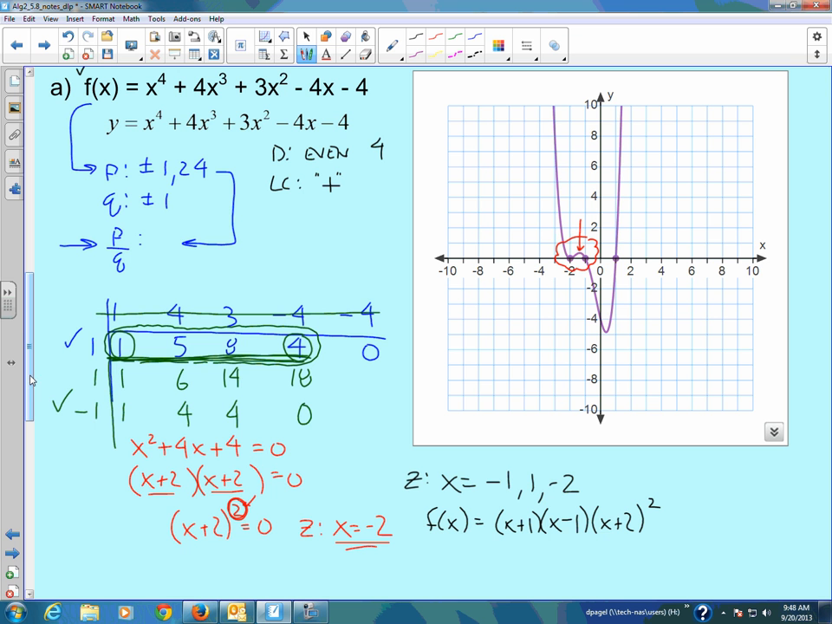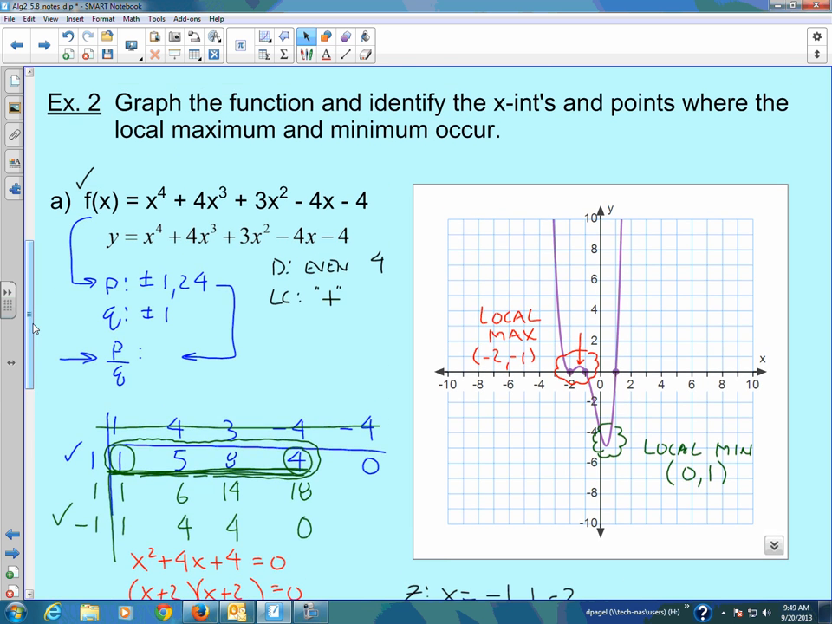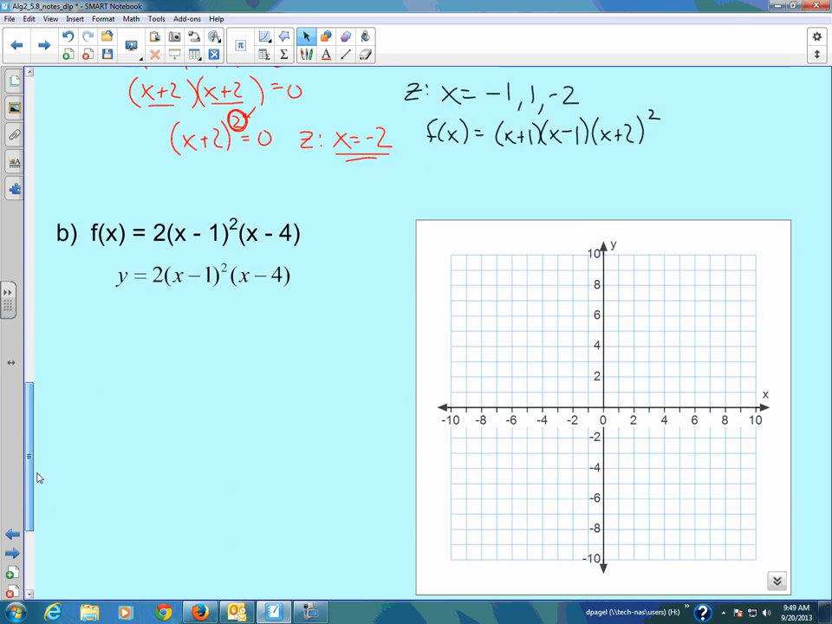So there's my local max, somewhere in between negative 2 and negative 1. And then I have this valley part of my curve, and there's my local min. And it appears that that one is occurring somewhere between 0 and 1. Again, in terms of what the value is, it looks like it's about negative 4.9 or 4.8, something like that. And there we go, fourth degree function. Let's try this next one.